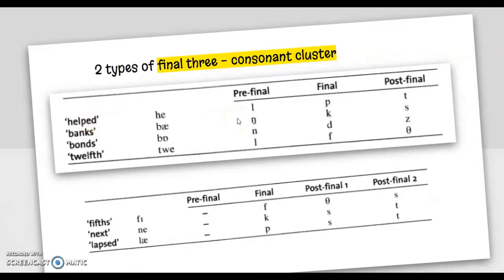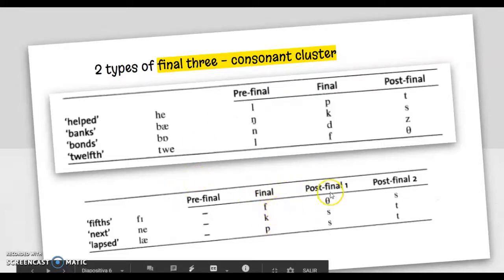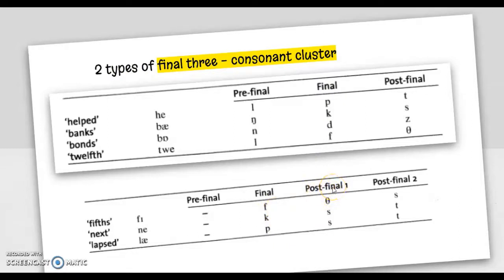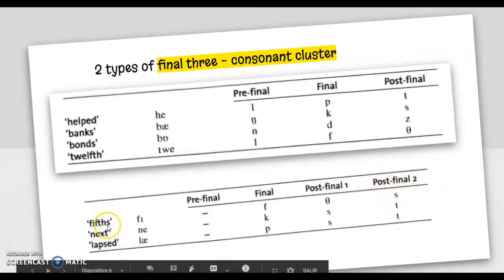The second type shows how more than one post-final consonant can occur in a final cluster. And here you have a final, a post-final first version, and a post-final second version. For example, in the word fifths, you have fifth at the end, th for the th, and s for the plural, fifths. It also happens with the word next, next, okay, next.